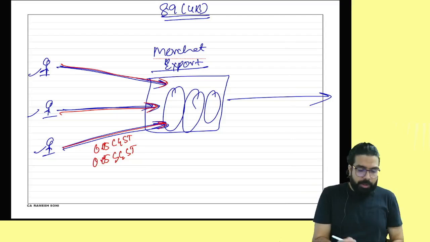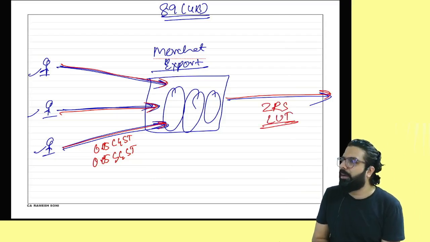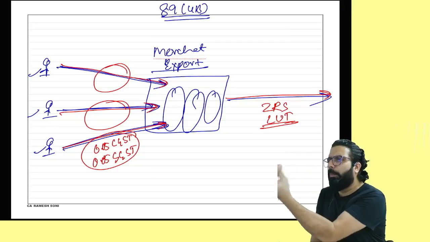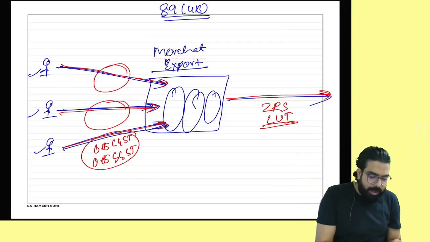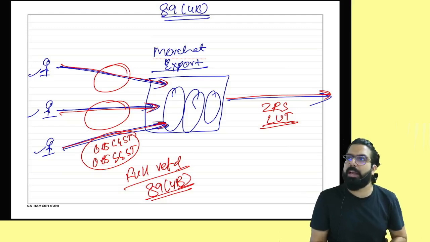Now listen. Whenever they are doing zero rated supply under LUT, whatever GST they pay, the GST is very nominal. And the full refund of that GST is given under rule number 89.4b. Is my point clear to all? Can I go ahead, everyone?